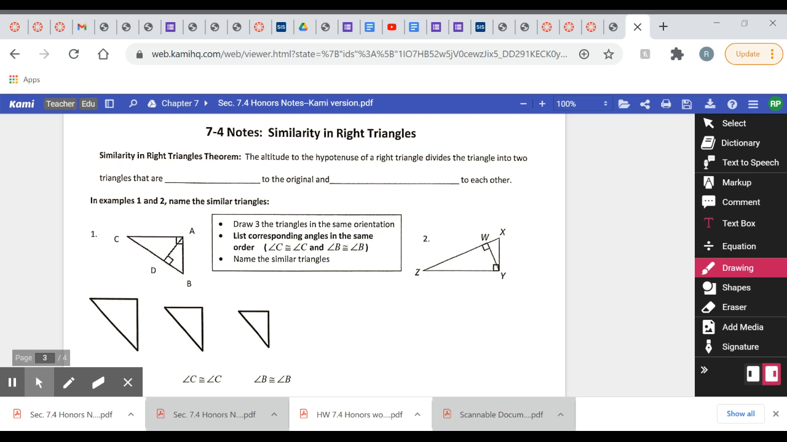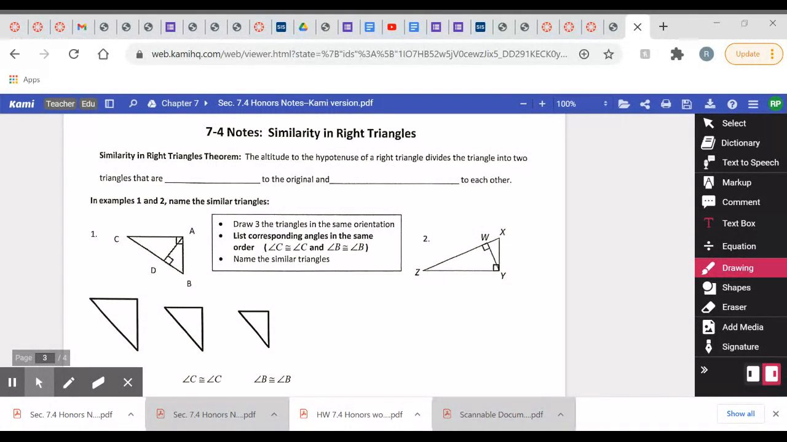We're going to go over this first little bit in number 1 and 2, and then I'm going to show you 2 different methods for doing these, and then let you practice both methods, and then you can decide which you like better from there. So first thing is similarity in right triangles.